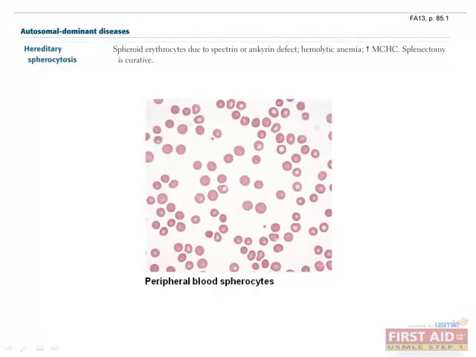Hereditary spherocytosis results in sphere-shaped erythrocytes due to a defect in spectrin or ankyrin. These are both proteins that maintain the structure and integrity of the plasma membrane. If they're mutated, this prevents the normal biconcave shape of red blood cells from forming, and therefore rather than seeing the normal central pallor, the cells appear uniform.